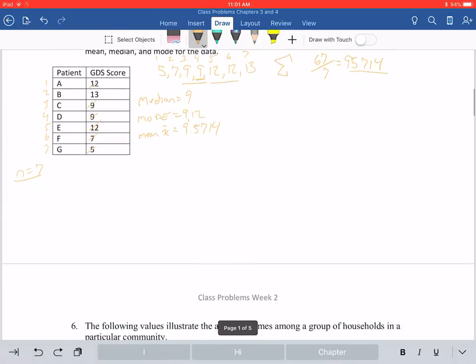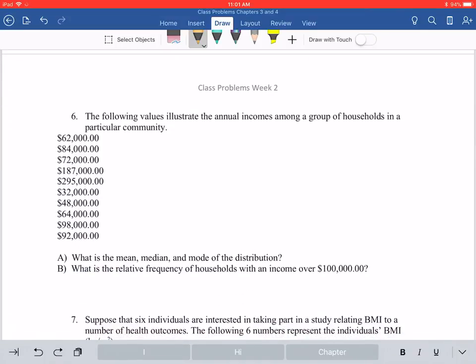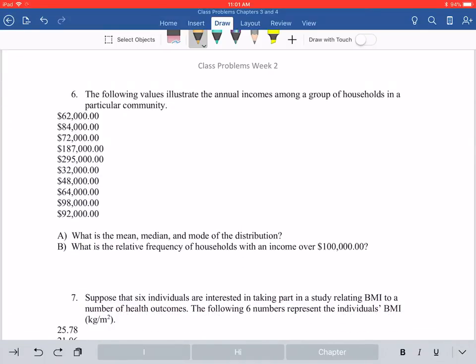Okay, let's go back to calculating the mean, median, and mode for a data set. And there we go. Here's number 6. The following values illustrate annual incomes among a group of households in a particular community. Once again, it's not labeled, so one thing I would totally do is relabel this so we know exactly how many households we are dealing with. We have 10, so n is going to equal 10. What is the mean, median, and mode of the distribution? Just like we did in the other one.